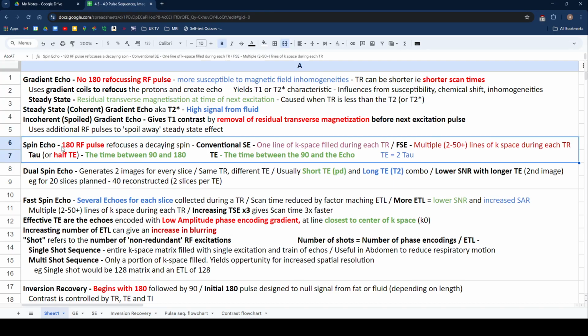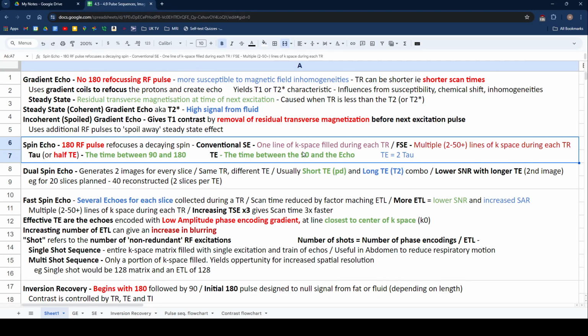Spin echo uses 180 RF pulses to refocus a decaying spin. In a conventional spin echo, one line of K-space is filled during each TR. A fast spin echo fills multiple lines of K-space during each TR. Tau is also known as half TE. It's the time between the 90 and the 180. And TE is the time between the 90 and the echo. So TE is 2 tau.